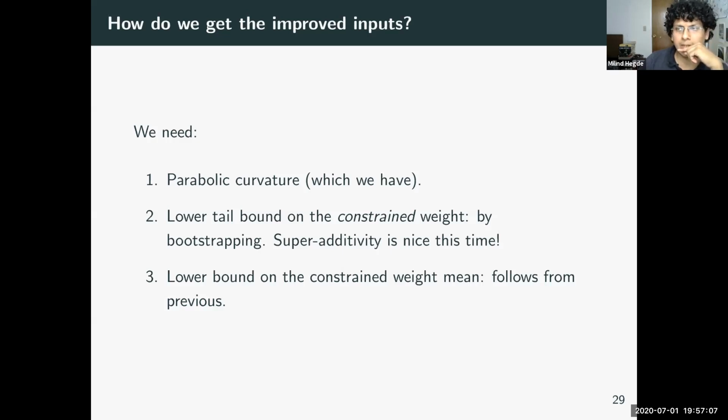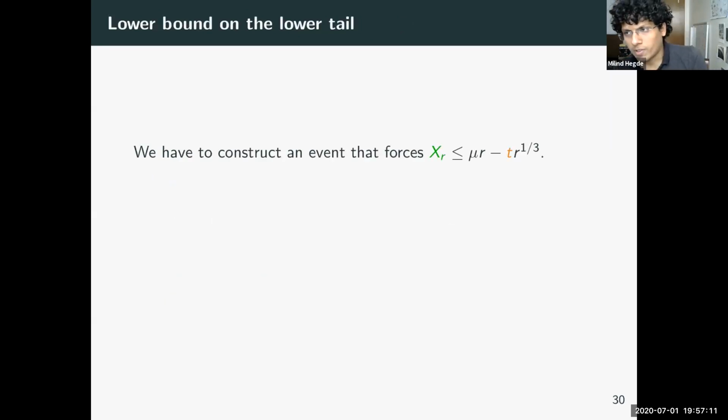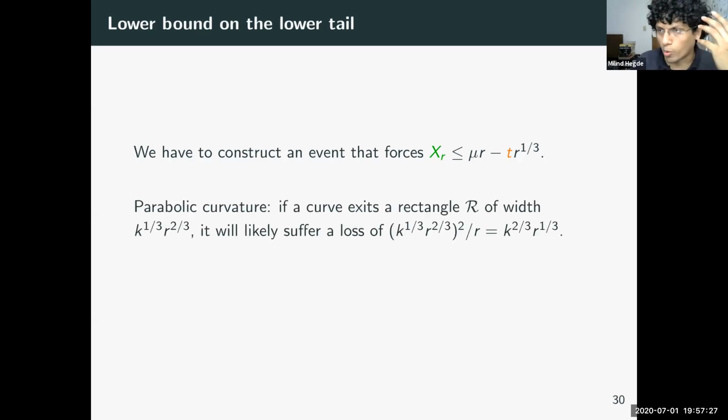Okay. So now we have a lower bound on the lower tail. So we have to get a lower bound on the probability that X_r is less than or equal to mu r minus t r to the 1/3, right? Notice that, so again, we're going to look at the geodesic path. We're going to see where it goes and use that to analyze this event.